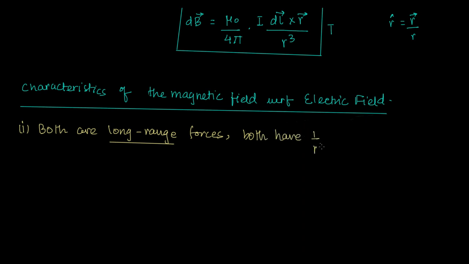both have 1 upon R square dependence. Is it called the inverse square law? Yes, inverse square law. Anything that depends on the inverse of the square of the distance is the inverse square law. Amazingly, all these forces follow the inverse square law, whether it be gravitational or electrostatic or magnetic.